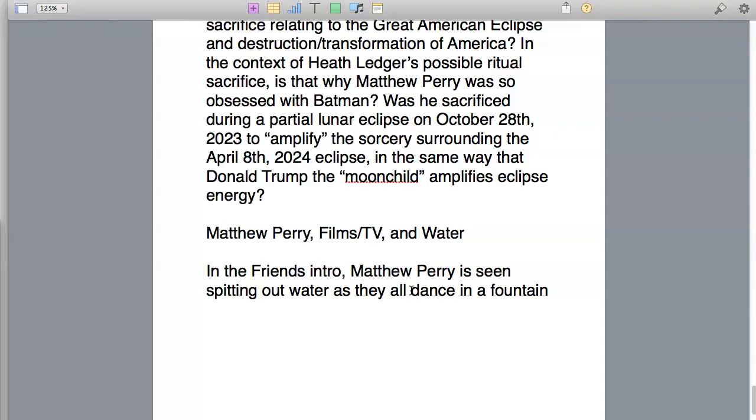There's this interesting thread woven through all Matthew Perry's stuff where he's constantly making reference to water or being associated with it. I say constantly, it's really only a few places that I looked, but I am pretty sure if you took the time to watch everything he's ever done, you would see this repeated again and again. That's just how it goes with these types of things, which gets at the idea of him being associated with water, the moon, and Batman as it relates to this potential ritual sacrifice that was made on October 28, 2023.